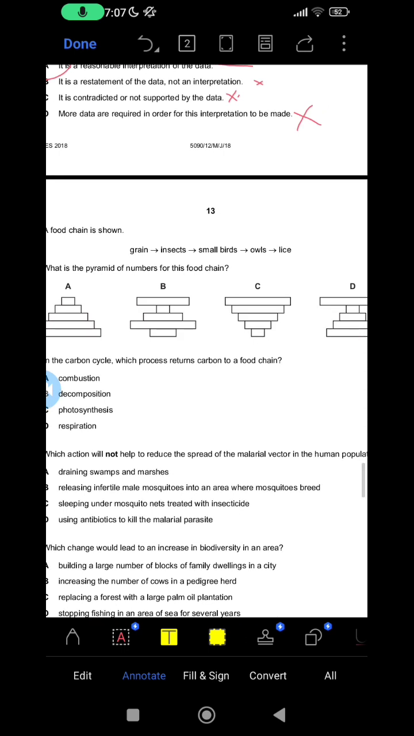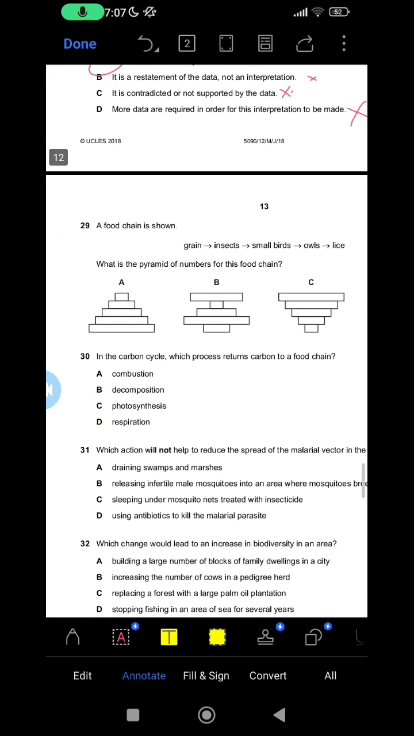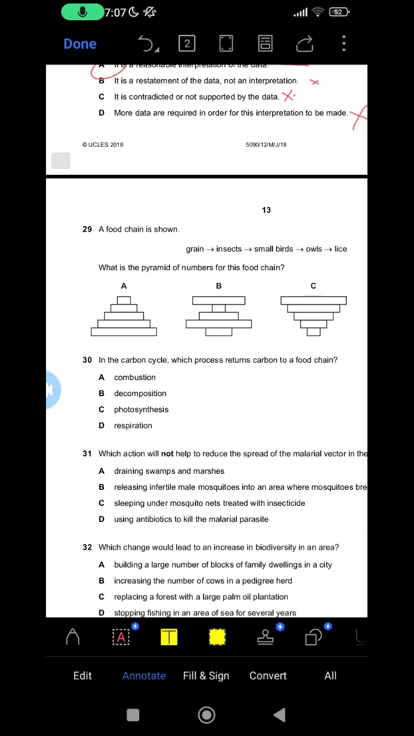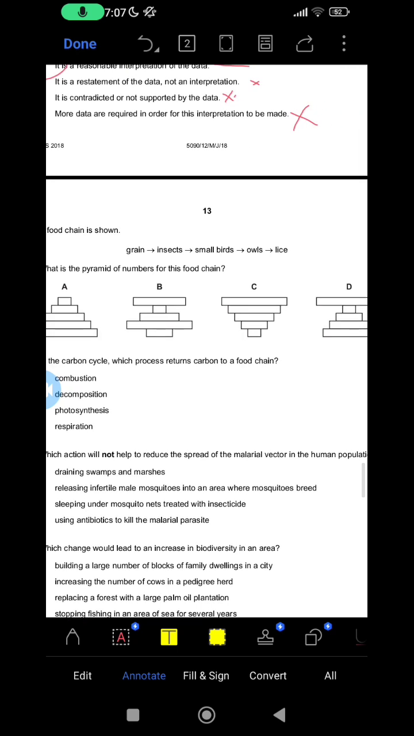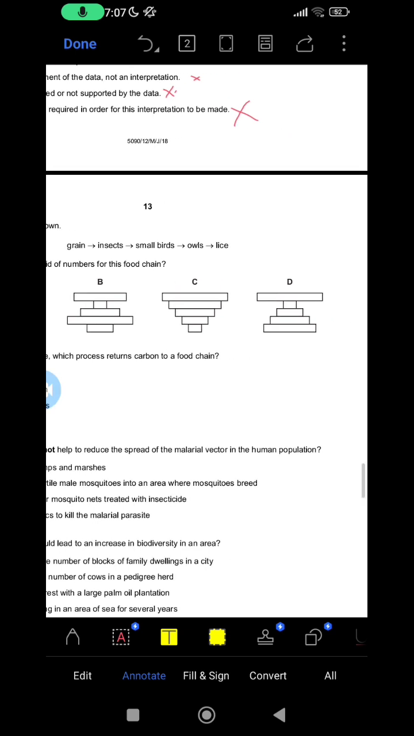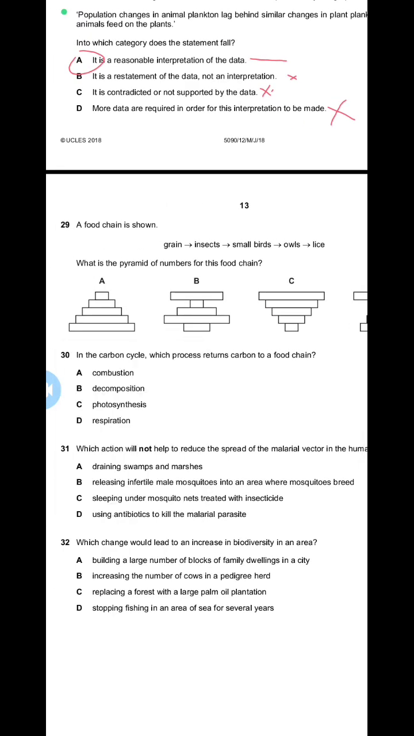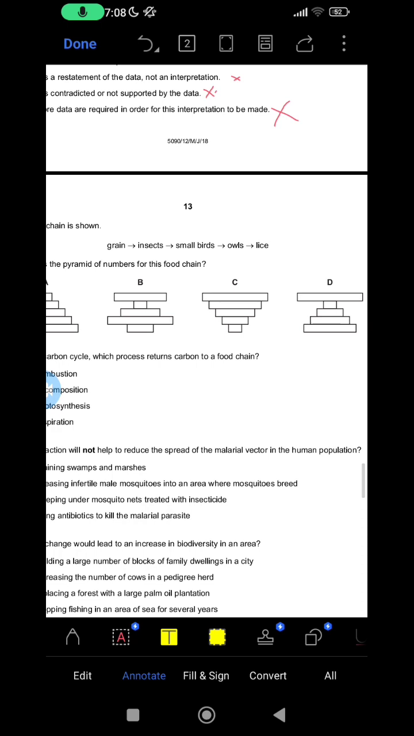A food chain is shown: grain, insects, small birds, owls, and lice. What is the pyramid of numbers for this food chain? Now, this is a pyramid of numbers, so it may be a regular pyramid, but it may also not be. So let's see. On one grain, a lot of insects can feed. So the first bar has to be longer than the second bar, alright? So B is incorrect. Now moving on.